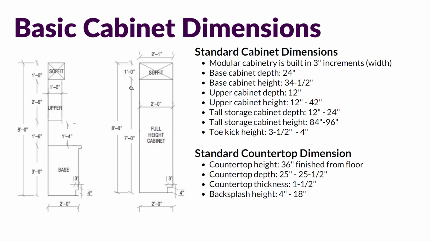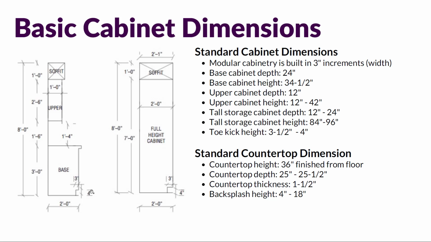The tall storage cabinet over here on the right can vary as well. It tends to be that they either match the upper cabinet depth of 12 inches or go the depth of the base cabinet at 24. So that can vary, but most frequently it's 24 inches deep. And then the height of a full cabinet like that, think pantry style, can also vary, generally in the 84 to 96 inch range, which will match the height of the upper cabinets. So those are all in line.